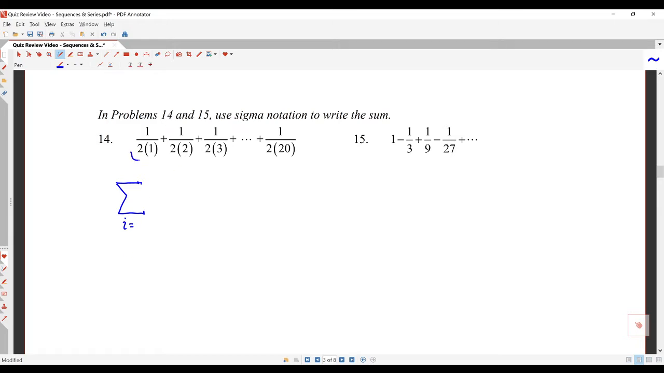I want to look at each of these terms and figure out what in them is exactly the same every single time. And what we see is a fraction. We see a 1 in the numerator. I see a 2 in the denominator. And we see a parenthesis.